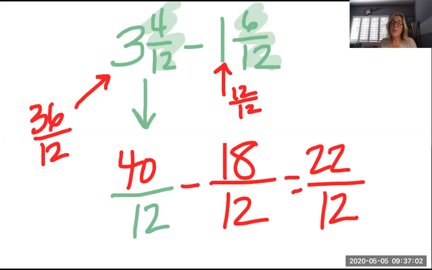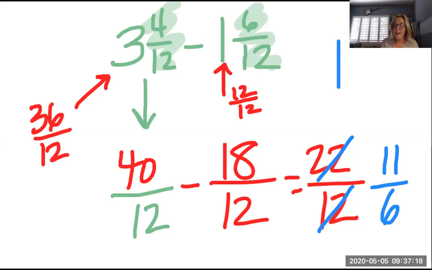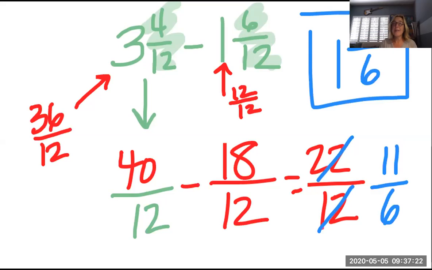So now 22/12, I'm going to simplify that, and then I'm going to make it a mixed number. Because I can tell right now that I could use a factor of 2 to simplify this to 11/6. And then that's an easier division problem. 6 goes into 11 one time, and there's a remainder of 5, so 1 and 5/6 would be the answer to the subtraction problem.